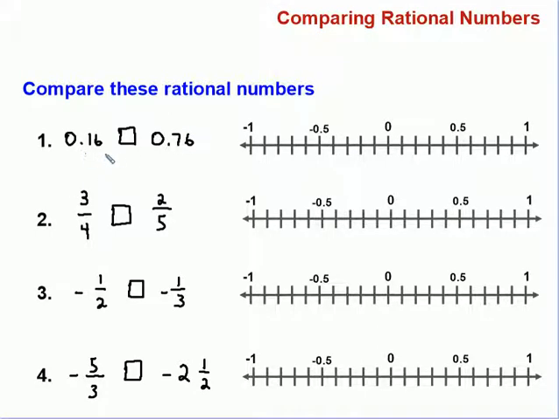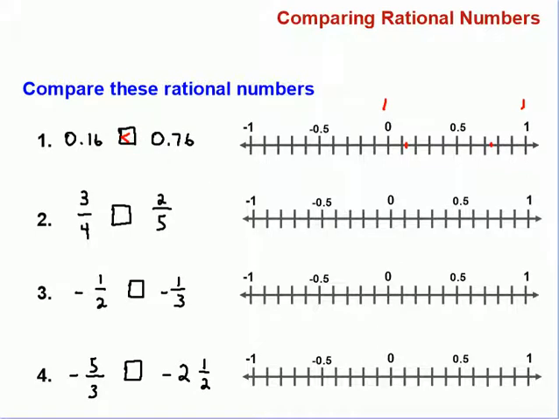In this case, we have 0.16 and 0.76. Now, all of the decimal numbers that begin with 0 are going to be found between 0 and 1. So 0.16 would probably fall somewhere right around here. And 0.76 will probably fall somewhere right around here. You put those together, and what you're going to find is that 0.76 is further to the right. Remember that numbers that are further to the right are larger, so 0.76 is the larger number.